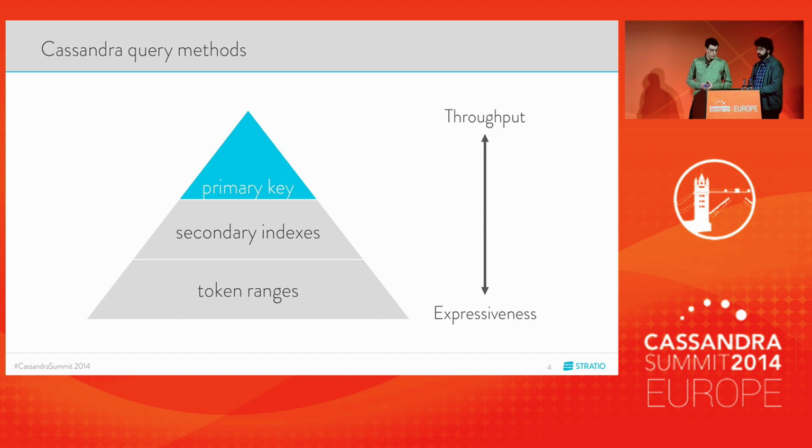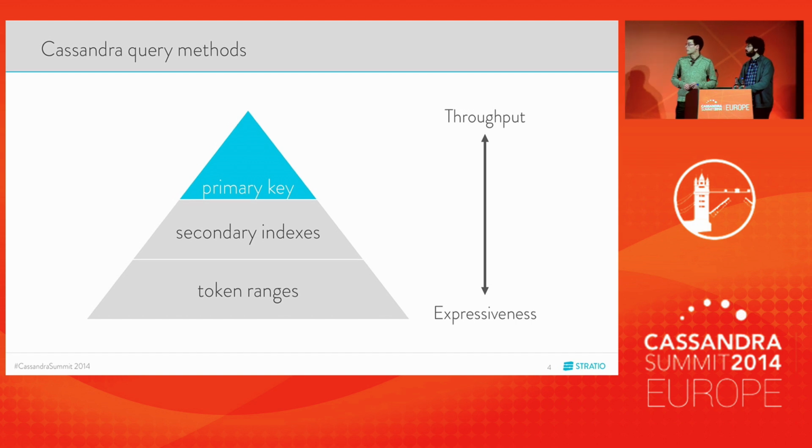So first, to briefly overview what we are talking about, we have three main ways of querying nodes in Cassandra. We can query by primary key, we can query by secondary index, and we can query by token ranges. The difference between the selections is whether you want to be more expressive and specify in more detail which type of data you want to retrieve from the database, or you want to be efficient and have more throughput.